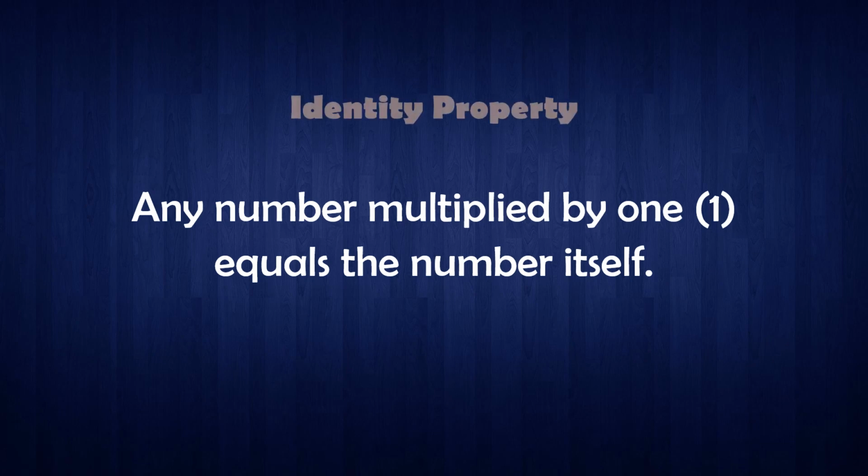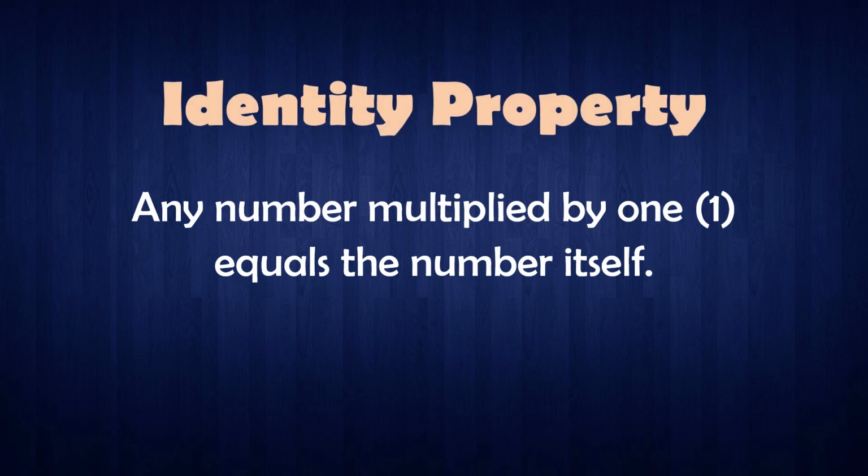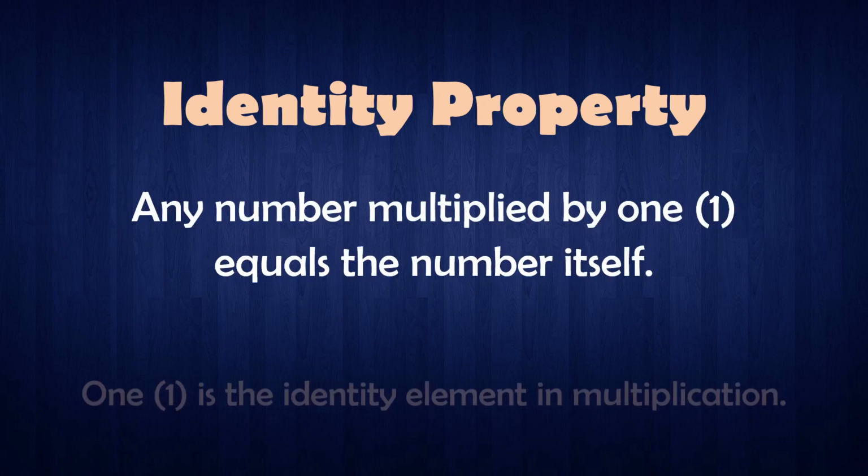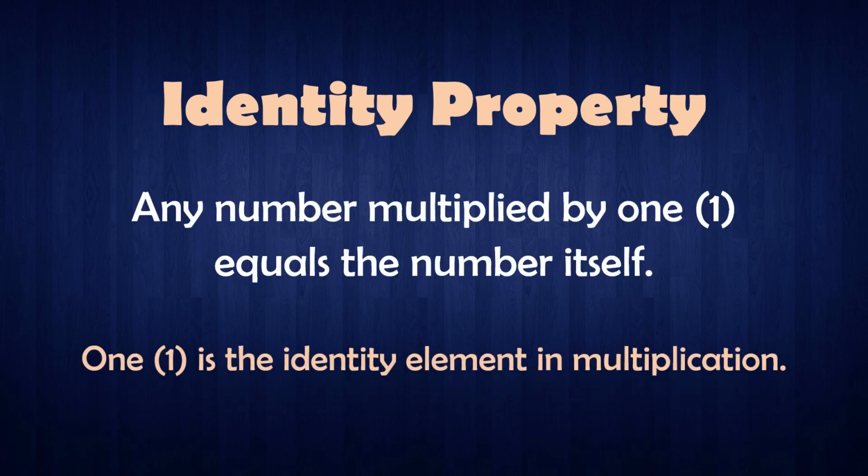Next, we have the identity property of multiplication. It states that any number multiplied by 1 equals the number itself. Or, if you multiply any number by 1, the answer will always be the same number. 1 is the identity element in multiplication.